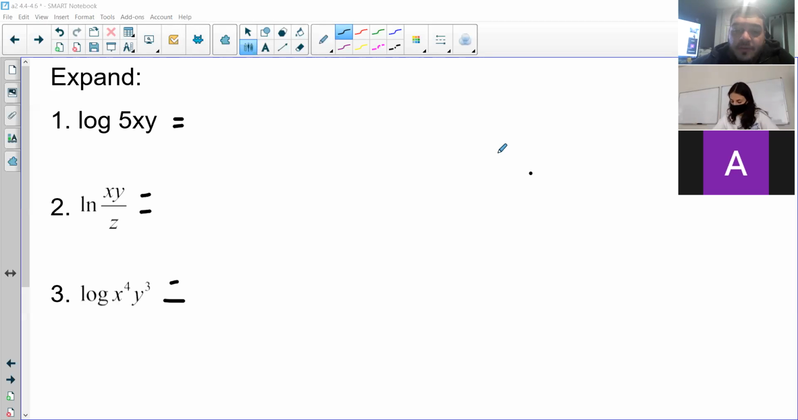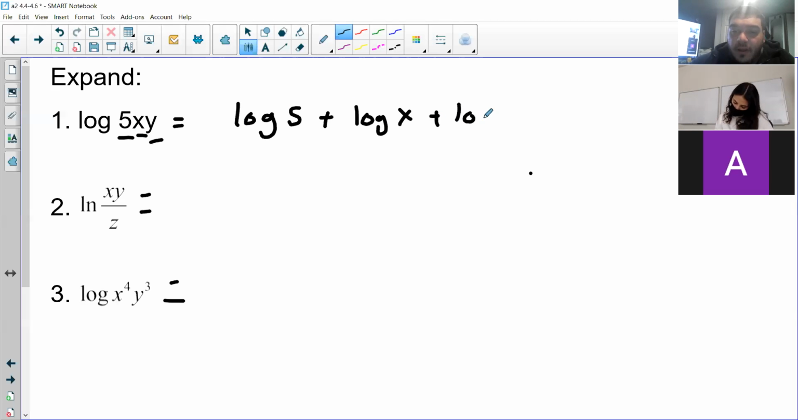So Mariah, pay attention. I'll do number 2 in detail for you. Number 1, there are 3 entities, 5, x, and y. So it should be log 5 plus log x plus log y. All right. So log 5 plus log x plus log y. Solid. This one, 2 things are different.